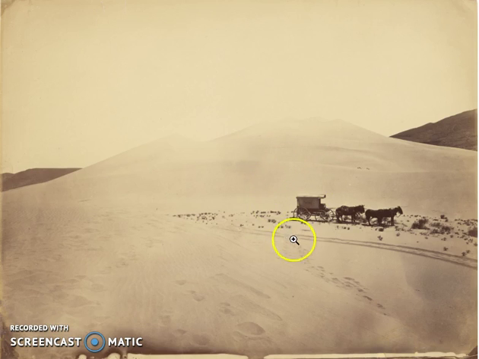I believe this photograph was actively framed because in the foreground, the paths of the horse tracks are different. They don't line up with the tracks of the carriage here.